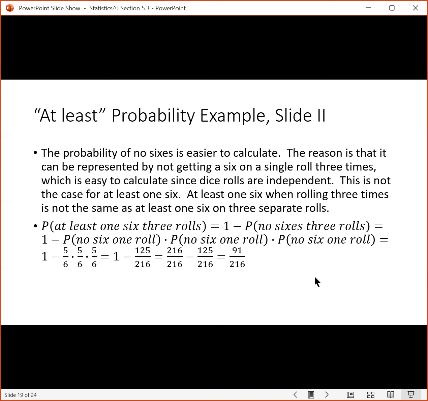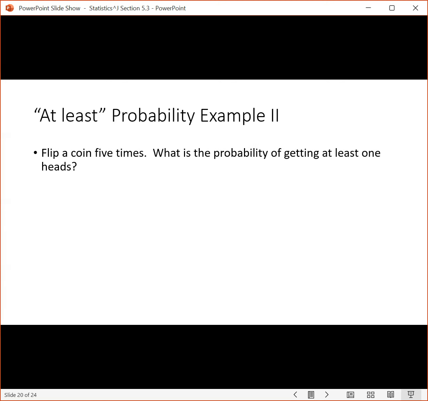So that is a much faster way to calculate at least probabilities, is to use the complement. Much better than listing out the 216 possibilities. This took 30 seconds instead of a half hour. All right, so let's look at another example, which I'll try not to rush through.